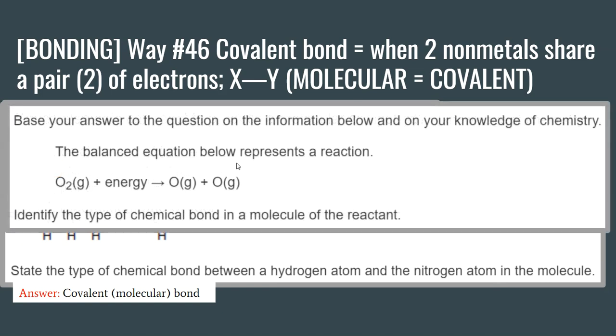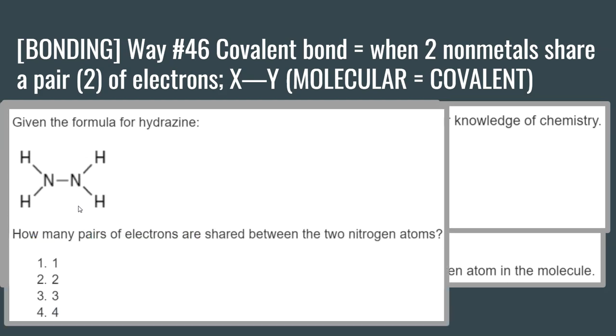The balanced equation below represents a reaction. O2 gas plus energy yields oxygen gas plus oxygen gas. Identify the type of chemical bond in a molecule of the reactant. Remember, the reactants are to the left side of the arrow. So what type of chemical bond exists between oxygen and oxygen in O2? The answer is a covalent bond or molecular bond. Either one is correct because these are both examples of nonmetals.